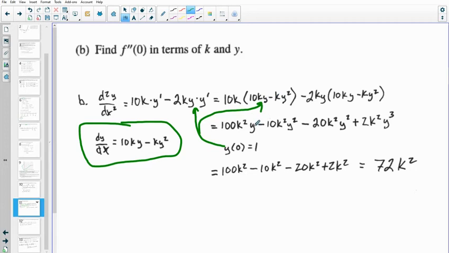I guess I didn't figure that out until I got to this point, and I had this nasty stuff. Here again, I think this is a fault in the teacher's writing of this question. I don't think they wanted it in terms of y. I suppose if they wanted it in terms of k and y, then this would have been the answer back here. But we know what the value of y was, so I plugged it in, and once everything's simplified, I got 72k squared.